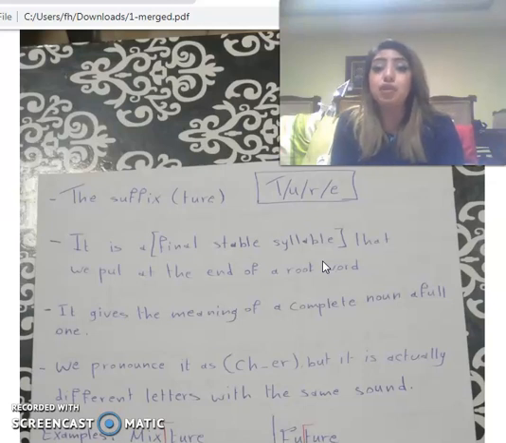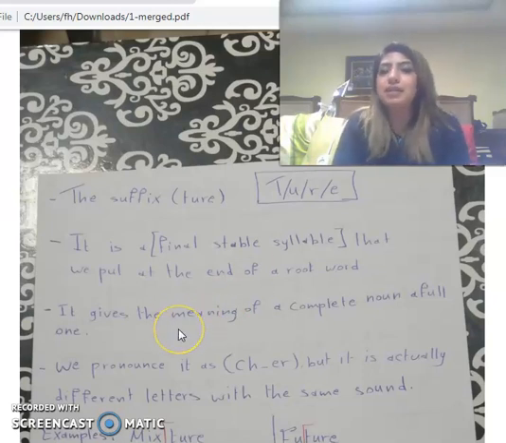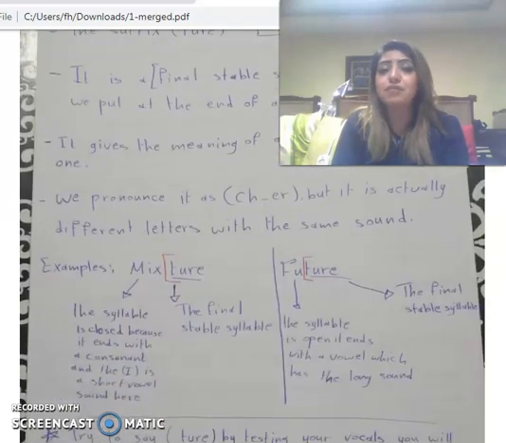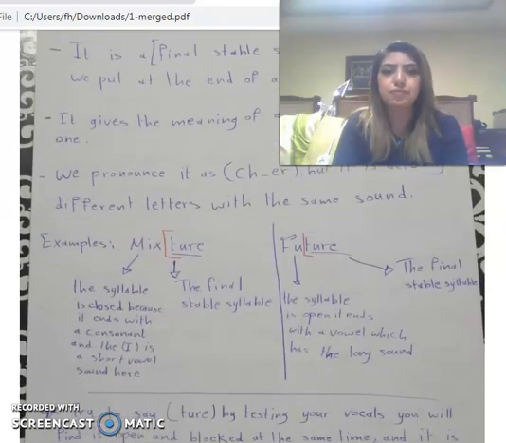So, what is cher? It is a suffix and it is a final stable syllable. How do we pronounce it? We pronounce it as ch, cher. What meaning does it give to us? It gives the meaning of a complete noun, a full one. So it makes a complete, full, new noun.